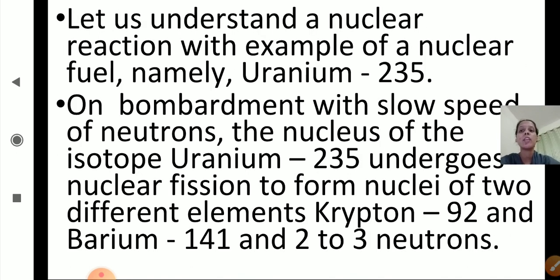Let us understand a nuclear reaction with the example of a nuclear fuel, namely uranium-235. On bombardment with slow-speed neutrons, the nucleus of the isotope uranium-235 undergoes nuclear fission. It breaks down to form nuclei of two different elements, krypton-92 and barium-141, and 3 neutrons.